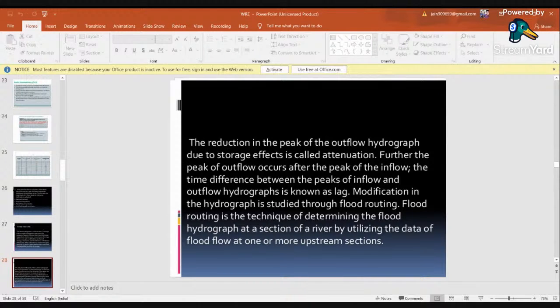So we have to first do the attenuation of the peak flow, and we have to lag the attenuated peak. That is, whatever time the flood will come, or when the river basin will get overflooded, we have to lag that time period, and we have to reduce the peak of that hydrograph. So this process is nothing but your flood routing process.